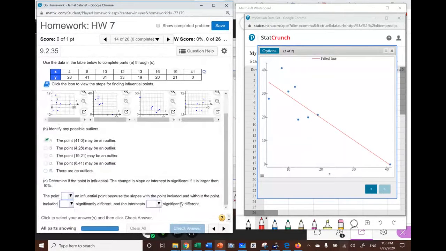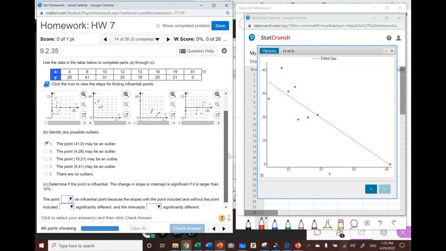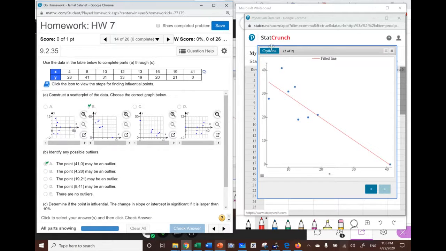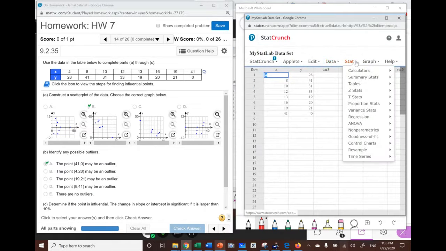Now, if we continue, they tell us to determine if the point is influential. The change in slope or intercept is significant if it is larger than 10%. Now, what makes the point influential? Let me go back and do this data with and without.